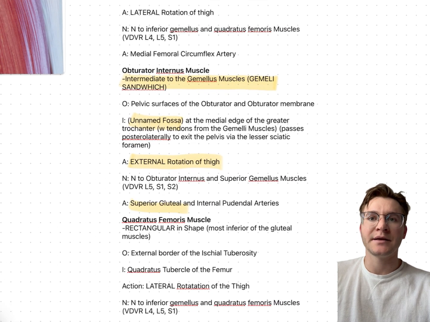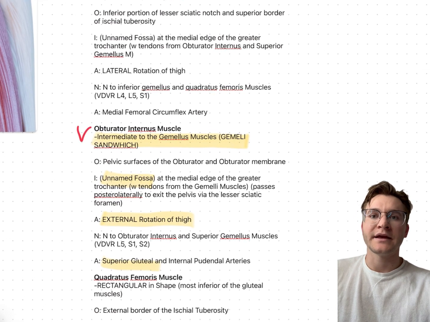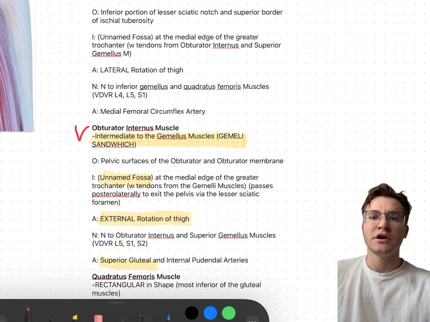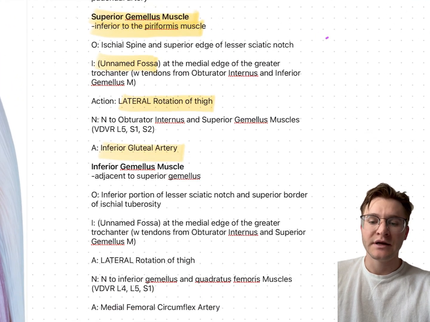It inserts on the unnamed fossa, and it's responsible for externally rotating the thigh. And it also has a superior gluteal artery as well as the internal pudendal arteries. All right, so we went through quite a few muscles in our deep layer of our gluteal muscles, and we still have a few more.